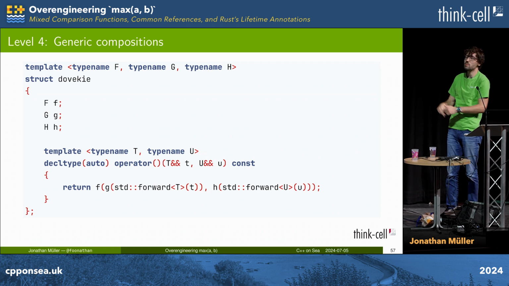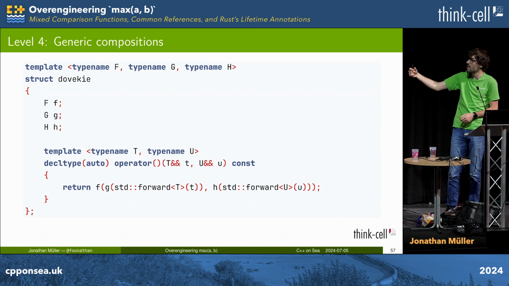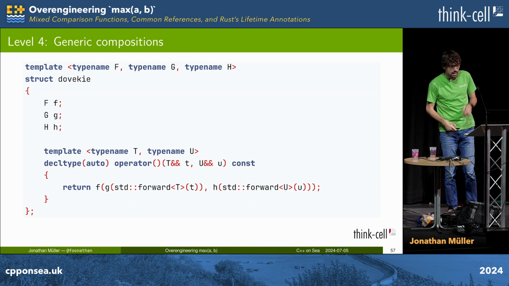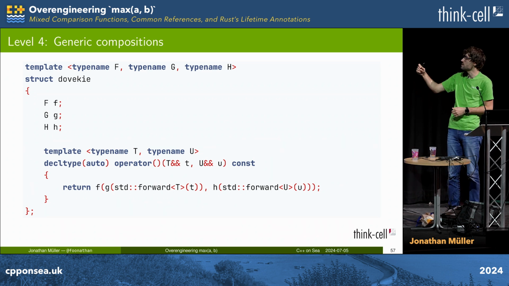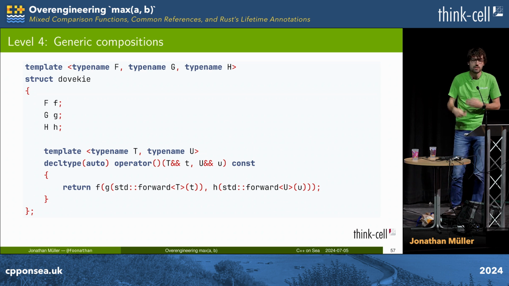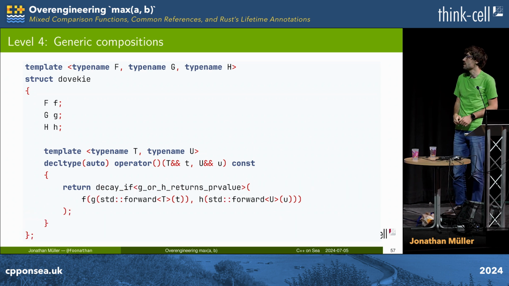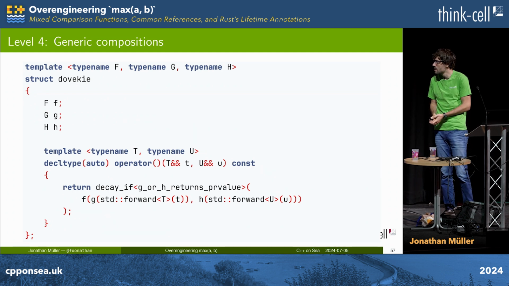And so together we have a composed projection that projects one argument using one function, one argument using the other, and then combines them both using a binary function. And so here we run into the problem that if G returns a PR value, F might potentially return an R value reference to the PR value, so we need to decay it. So we need to decay if G or H returns a PR value, right? Because then we potentially return an R value reference.